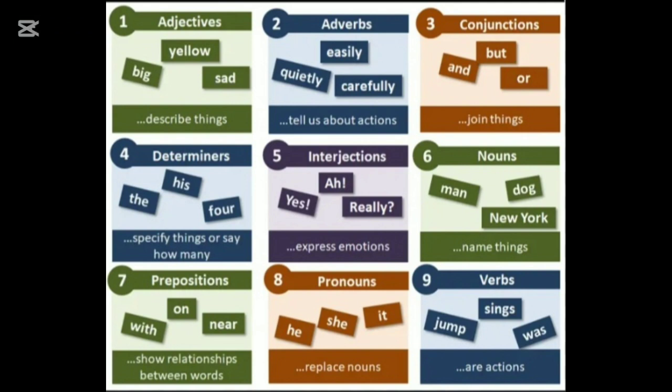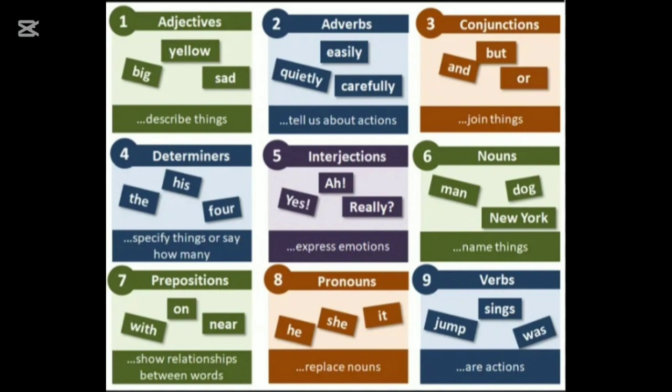The, his. 5. Interjections express emotions: yes, really? 6. Nouns name things: man, dog, New York. 7. Prepositions show a relationship between words: with, on, near. 8. Pronouns replace nouns: he, she, it. 9. Verbs are actions: sings, jumped, was.